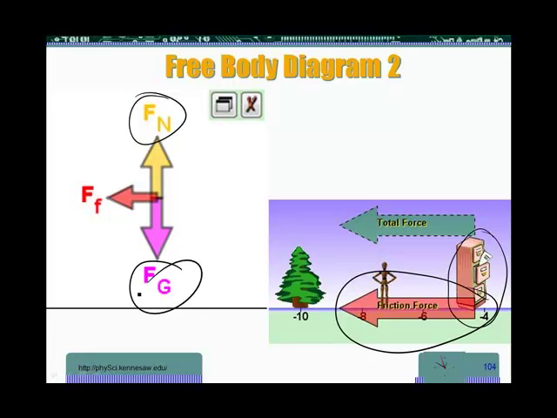However, along the horizontal, we don't have any applied force anymore. We have only the friction force. And there is nothing to balance it. So my unbalanced force in this case, or my total force, is the same as the friction force. Now, since my motion is in this direction, and my unbalanced force is in the opposite direction, my cabinet is going to slow down and eventually come to a stop.